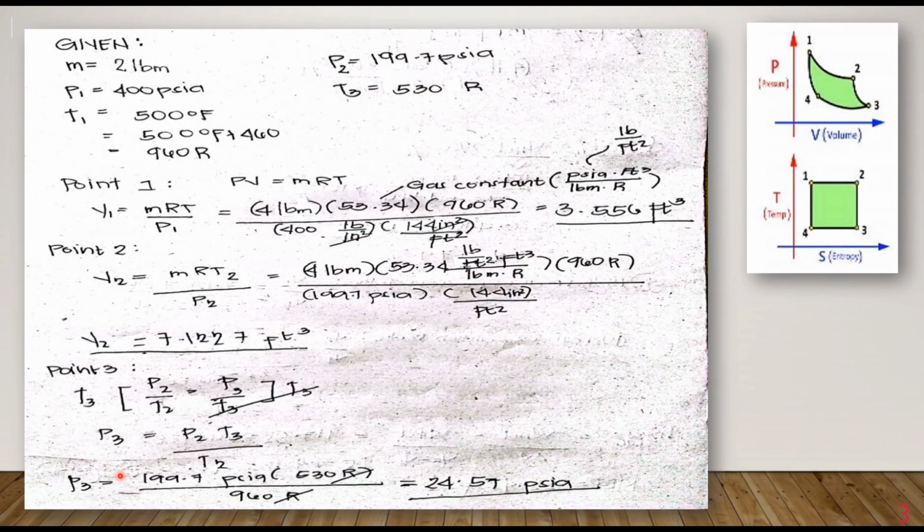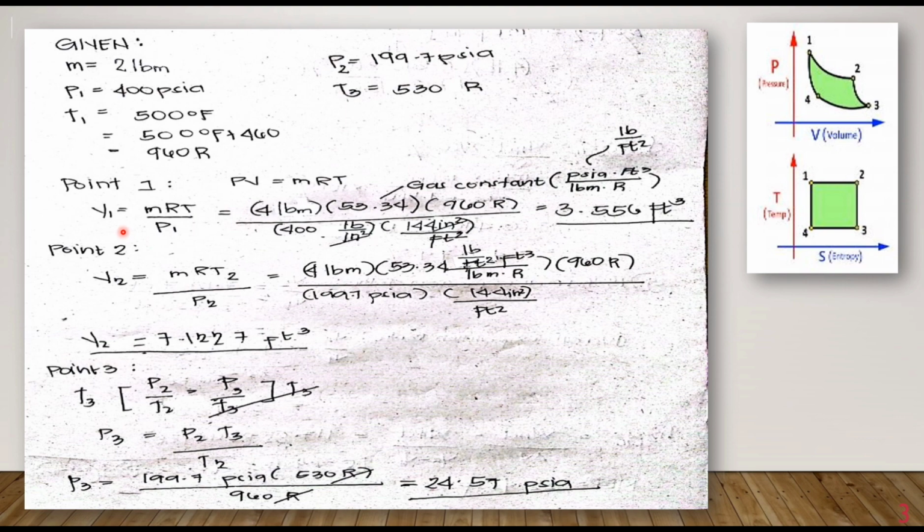So we have here the given. The given are M is equal to 4 lbm, P1 is equal to 400 psia, T1 is equal to 500 degrees Fahrenheit. Converting degrees Fahrenheit to Rankine, we have 500 degrees Fahrenheit plus 460, so we get 960 Rankine. And for P2, we have 199.7 psia, and for T3, we have 530 R.